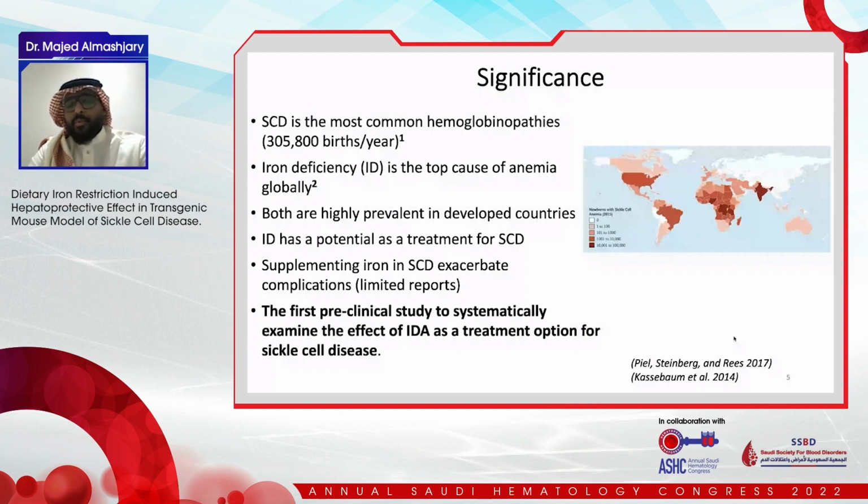In limited reports, we saw that supplementing iron in sickle cell disease, as well as malaria, exacerbates the complications. So by far, this was the first preclinical study to systematically examine the effect of iron deficiency as a treatment option in sickle cell disease.